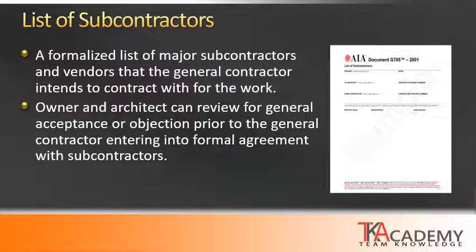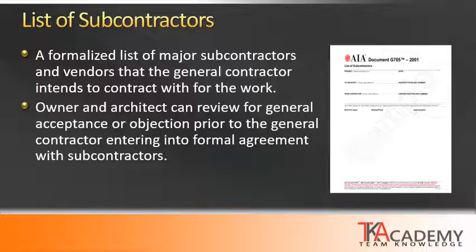We're going to go into some of these items in a little bit more detail. The first one we're going to cover is the list of subcontractors. So this is the formalized list of major subcontractors and vendors that the general contractor is intending or proposing to use to perform the work.